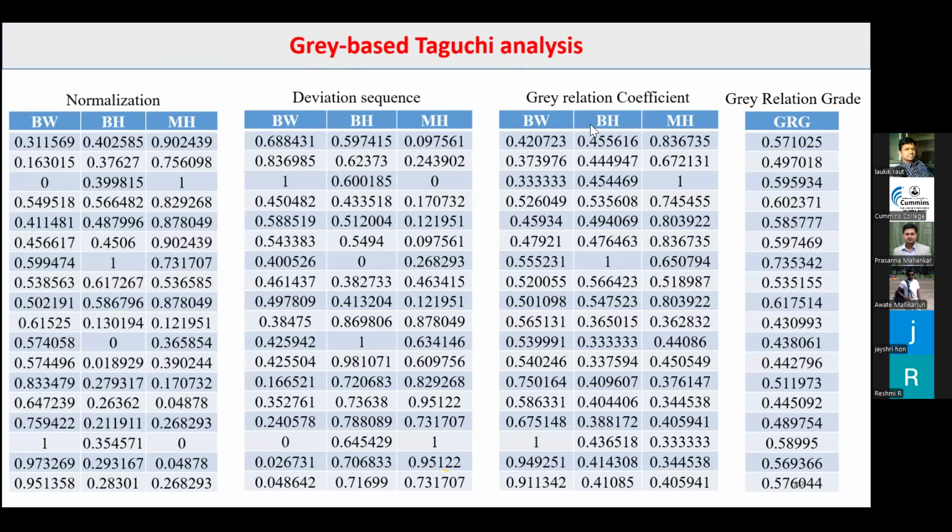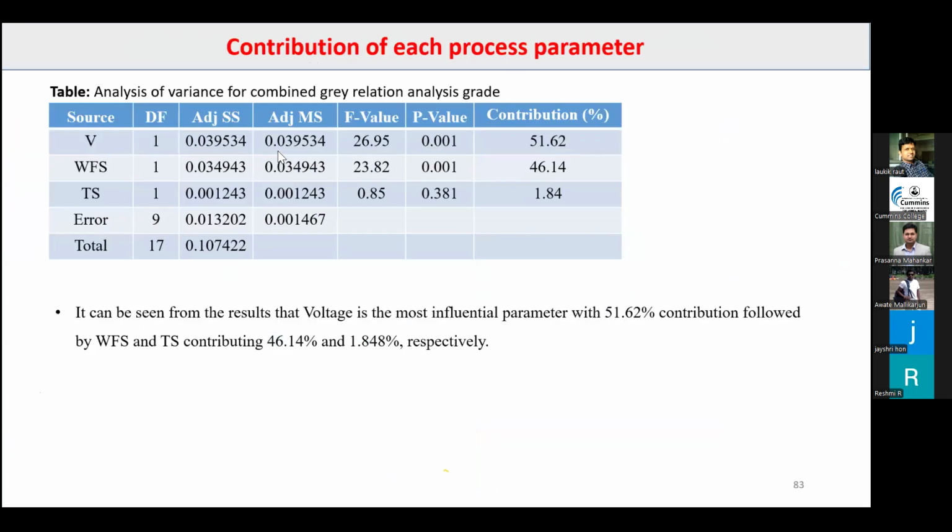Then I have developed the Excel, and these are the readings. I have performed the ANOVA analysis over this gray relation column, and this is the output. So this is the ANOVA table for that gray relation analysis. Here you can see from this study, we can find out the contribution of each parameter. Voltage has contributed 51.62%. The contribution of wire feed speed is 46.14, and the contribution of torque speed is 1.84%. So with this analysis, we can calculate the contribution of each parameter.